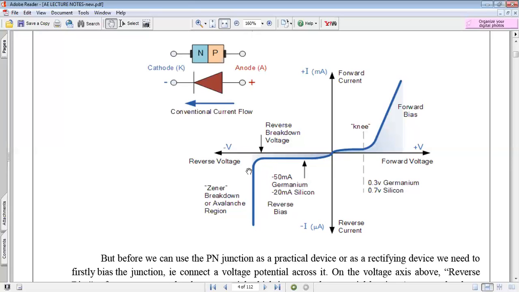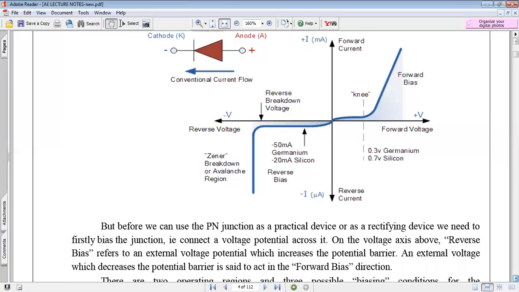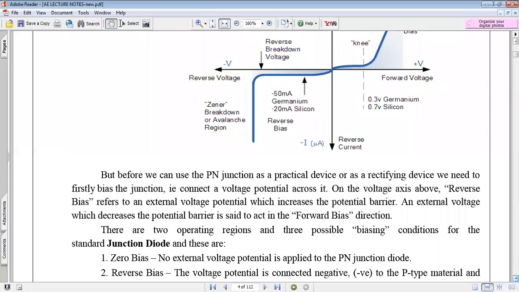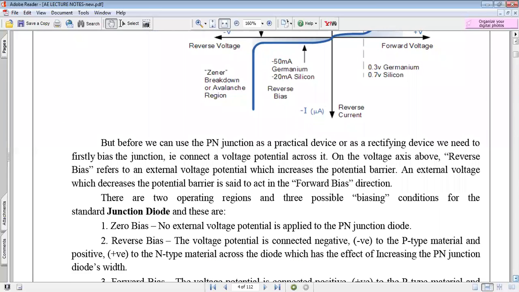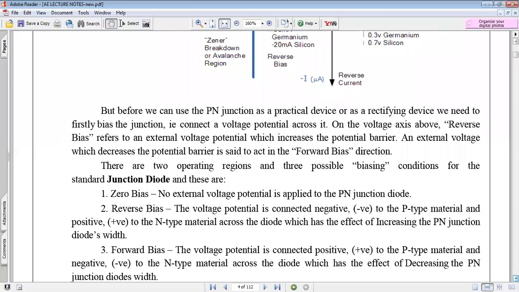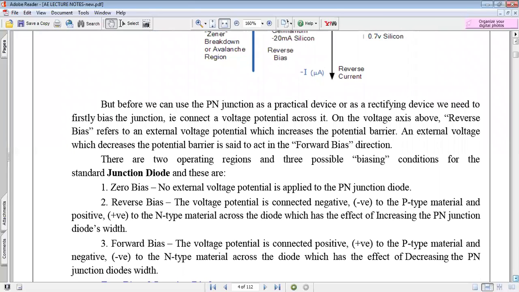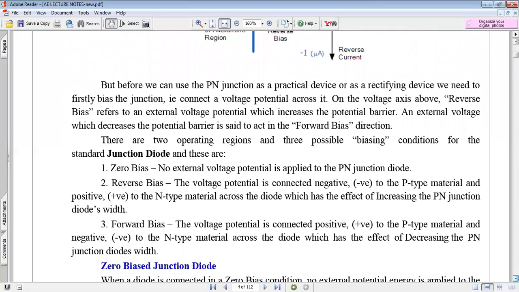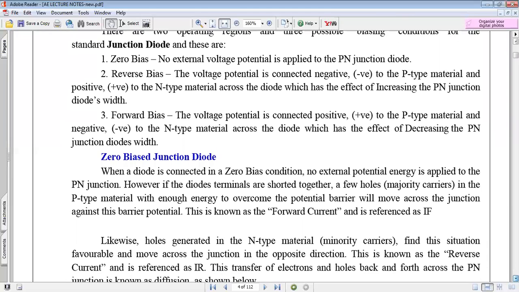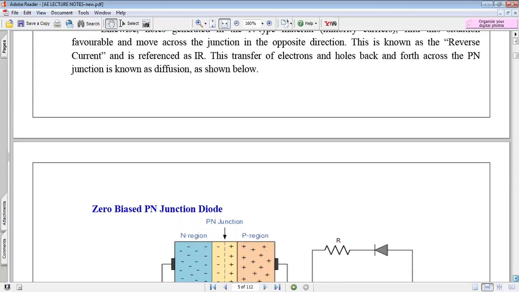And there are two types of junction breakdowns we will discuss in detail. One is called Zener breakdown, the other is called avalanche breakdown. In case of Zener breakdown, the material is heavily doped and the charges across the depletion layer cross each other and a heavy flow of current is obtained.